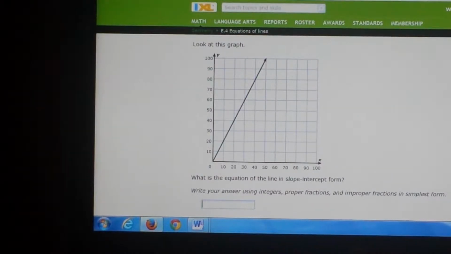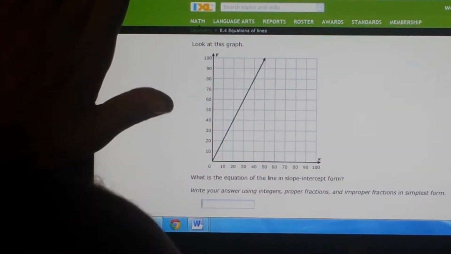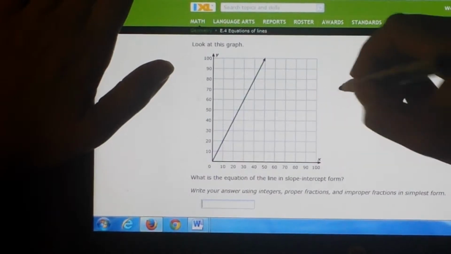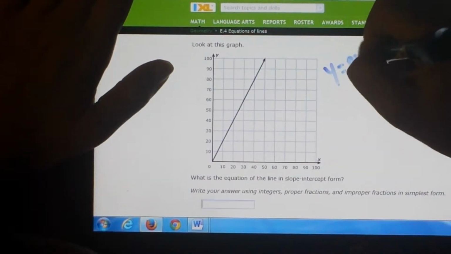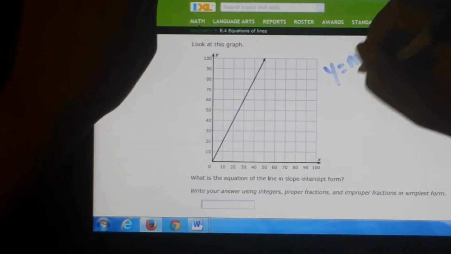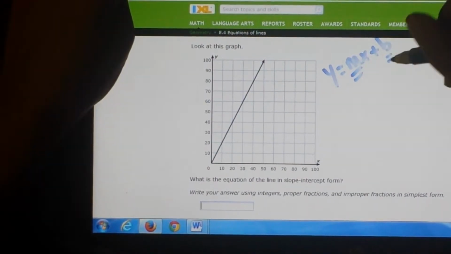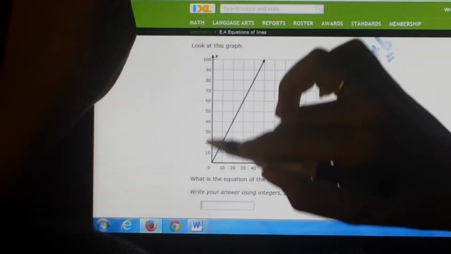Quick example real quick. I'm just going to use it off of our Excel since you're going to be doing it. What's the equation in slope-intercept form? Slope-intercept form is y equals mx plus b. Alright, so I need to find what the slope is and what b is. Well, where does it cross the y-axis? So find the y-axis, find the line.